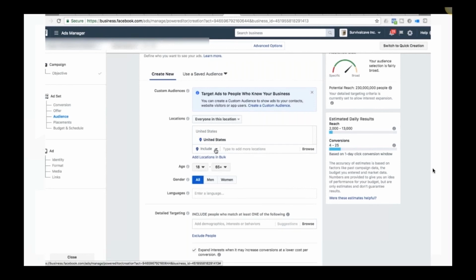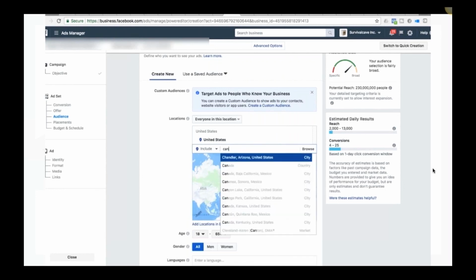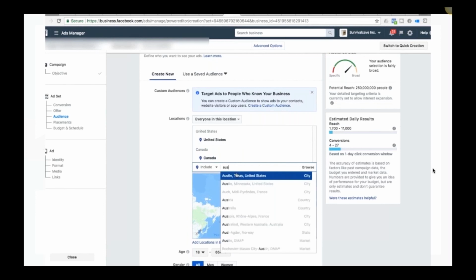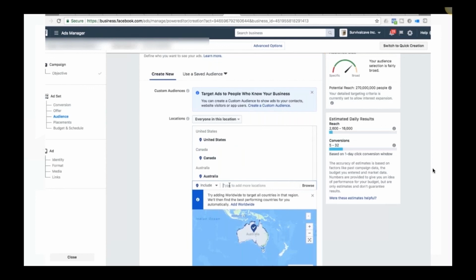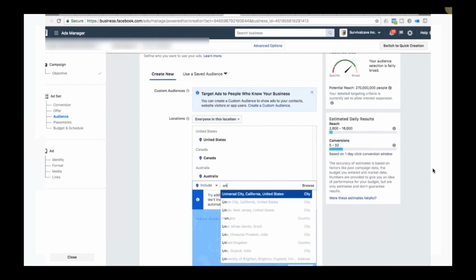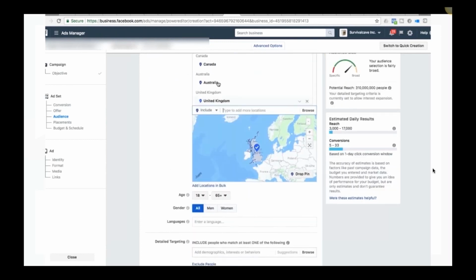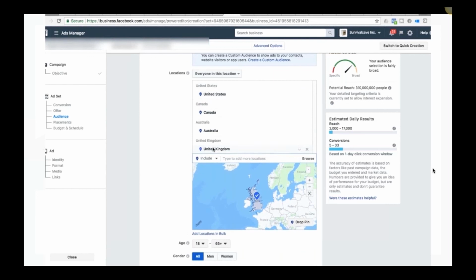So the top four are the United States, Canada, all right, and Australia, right, and the UK, which is the United Kingdom. Okay, these are the top four. Now you can play around with this if you want. I just run it to those. They just seem to work, you know. Now, like some of our products, we sell survival foods. We can't ship to these other countries, so we just target the US.